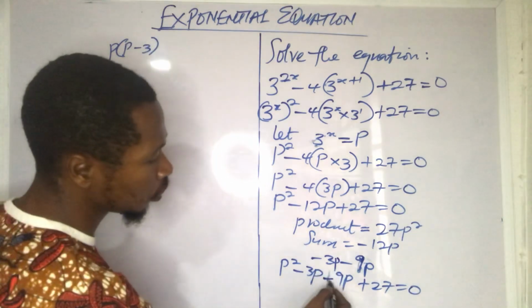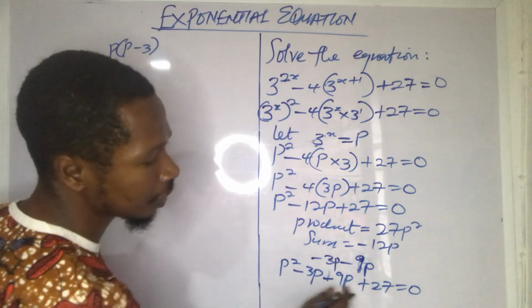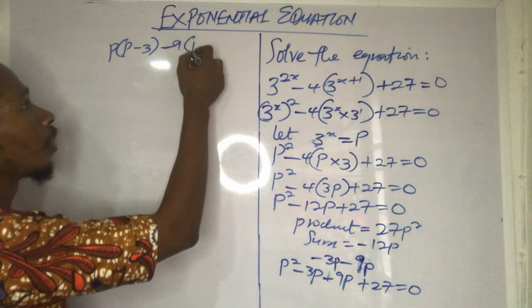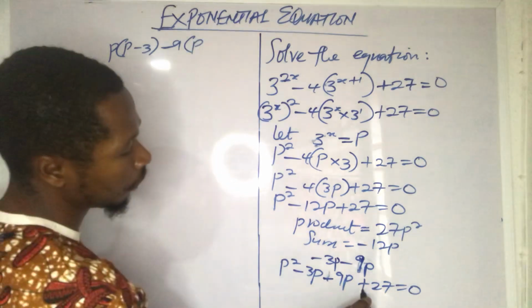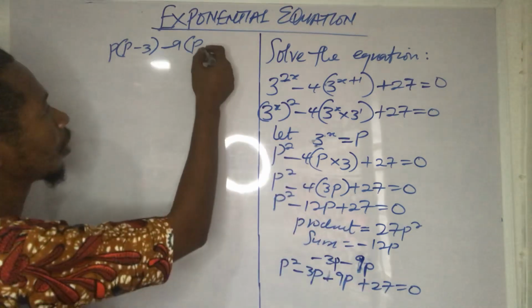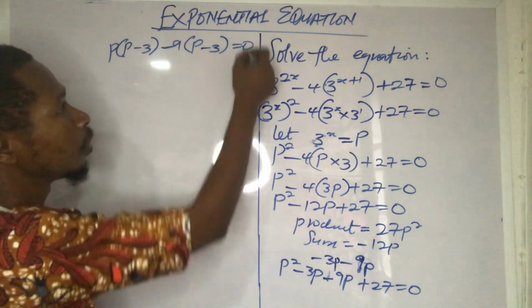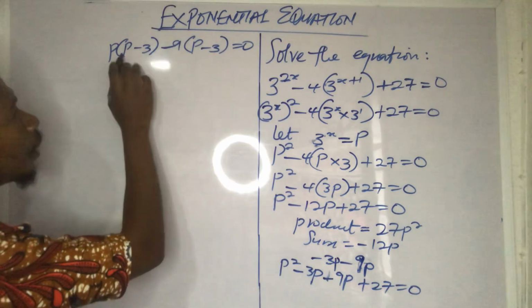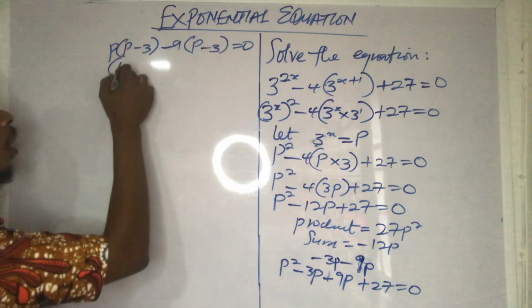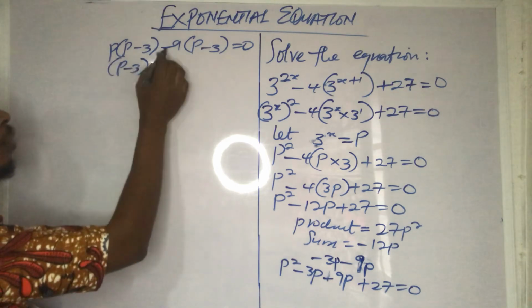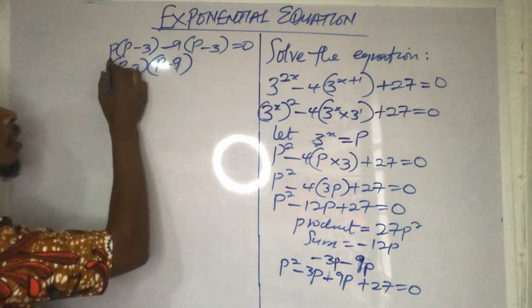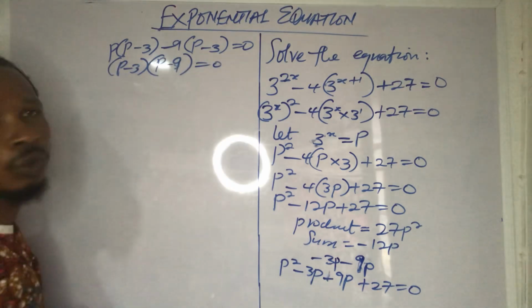Then what is common between this and this? That's 9. So I'll bring out the minus 9 into bracket p. So I will have 27 divided by 3, that will give me minus 3, should be equal to 0. Then factor out p minus 3. I'll take p, then I'll put this one in the other bracket, minus 9. This p minus 9 should be equal to 0.